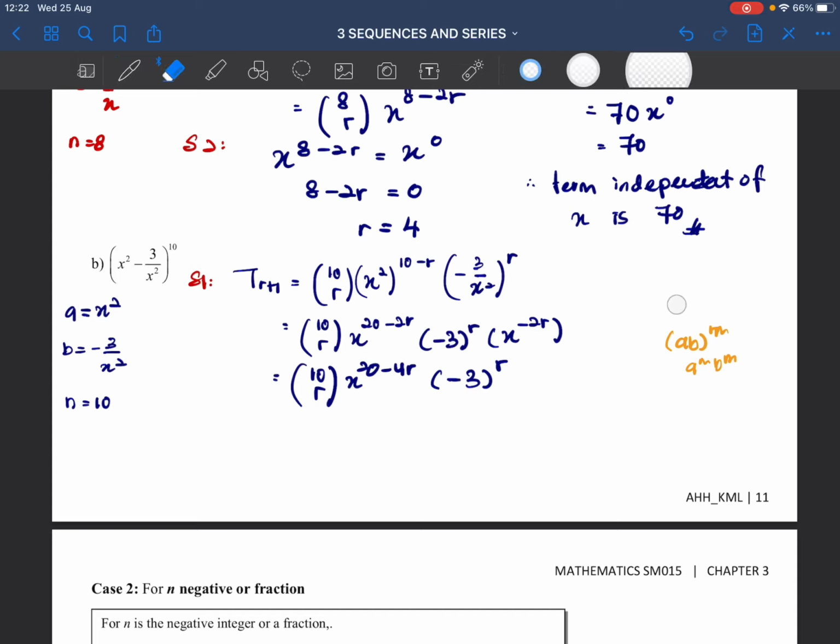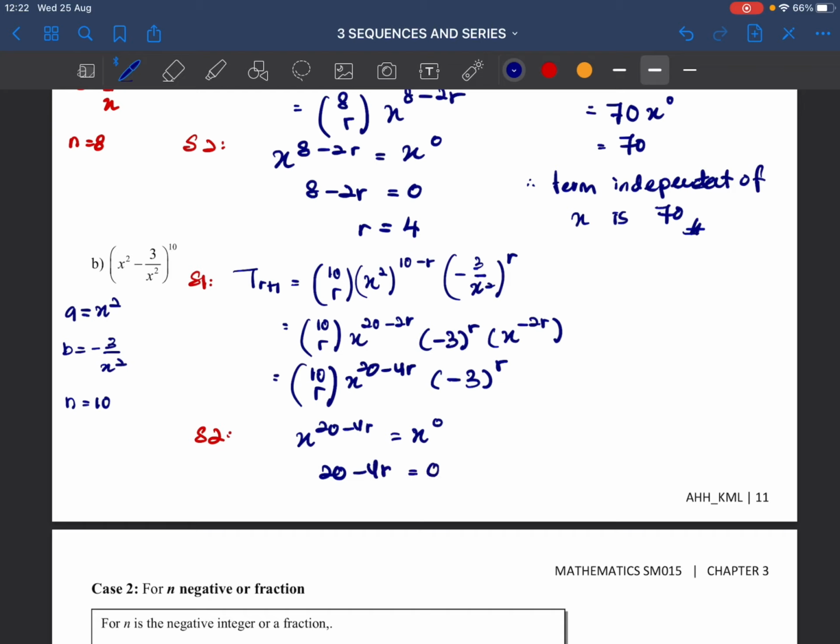So next, now we can proceed to step 2, which is we can compare. Step 2. Remember, we want to find the term independent of x, which is x to the power of 0. So our x here is already one term. So we will have x to the power of 20 minus 4r equals x to the power of 0. So we will have 20 minus 4r equals 0. r is equal to 5.